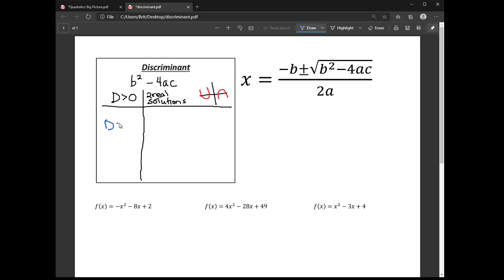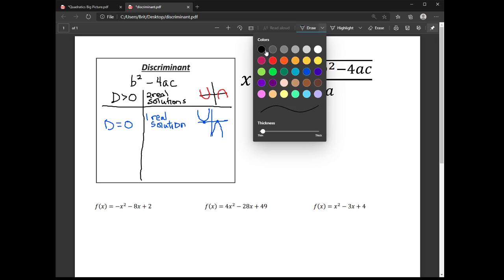Now, if your discriminant is equal to 0, then you're going to have one real solution. So what that means is if I were to draw a graph of a parabola, that parabola is going to come down, touch at just one point, the vertex, and then come back up. Or it could be one that approaches from the bottom, touches, and then turns back away. But it's only touching in exactly one place.